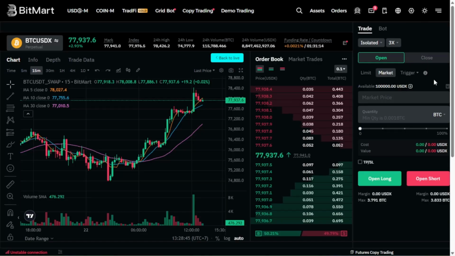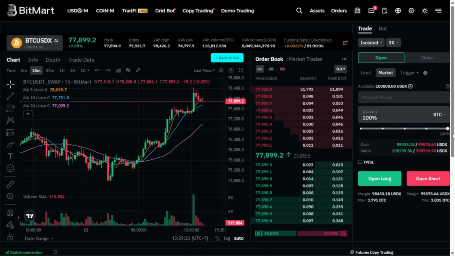For this tutorial, we are using a market order so the trade executes instantly and you can easily follow along. Let's place our 3x long on Bitcoin. We are going to use all our assets. So again, we have 100,000 fake dollars, and we can see with our 3x leverage what we are exposed to.